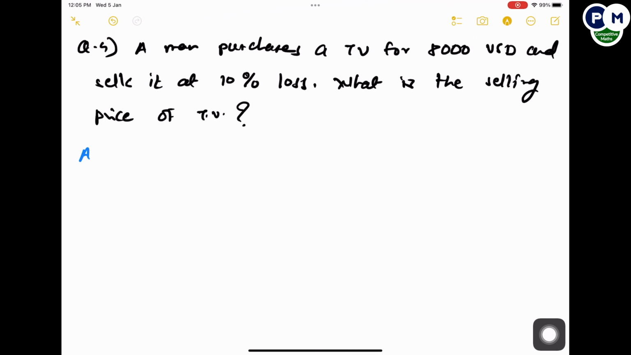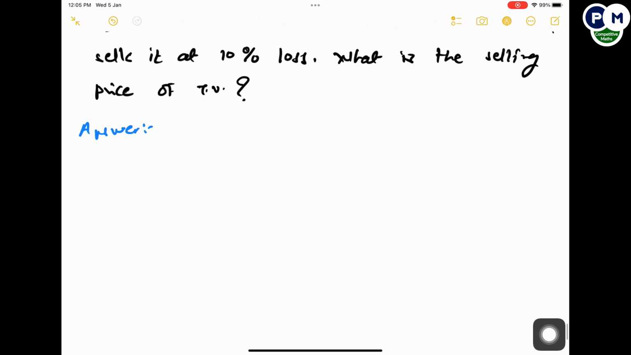Here is the next problem statement. A man purchases a TV for $8,000 and sells it at 10% loss. What is the selling price of TV? Here is an answer with explanation.